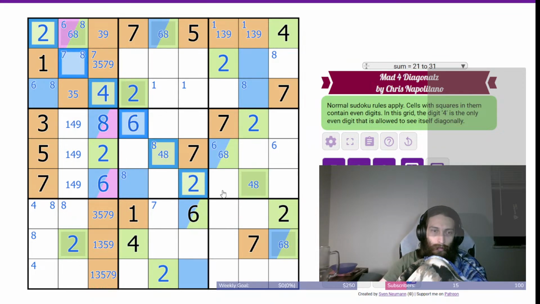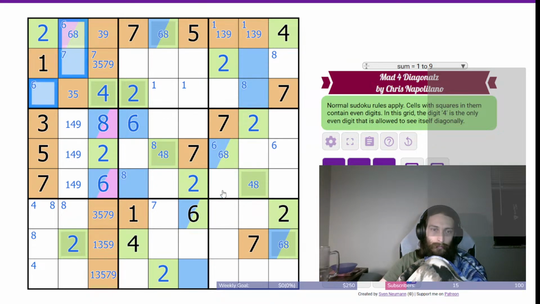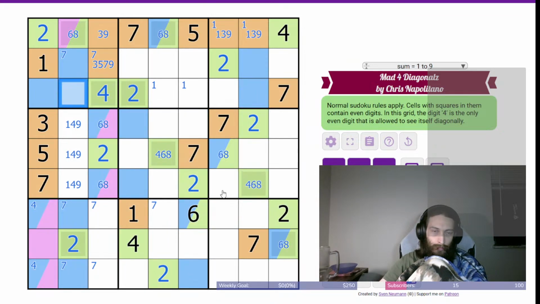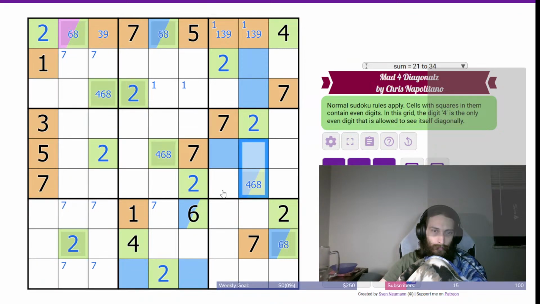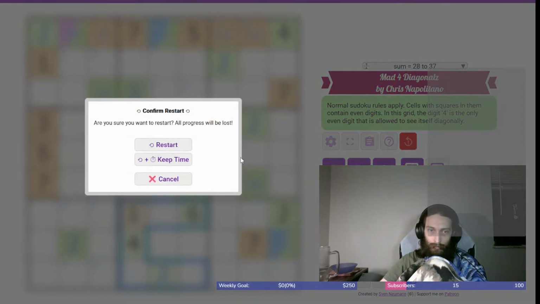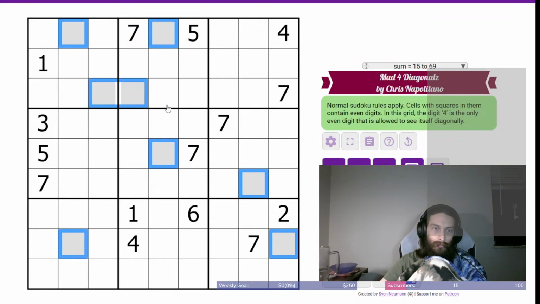I have two 2s on the same diagonal. Oh, that's... When did that happen? A long time ago. Sure did.